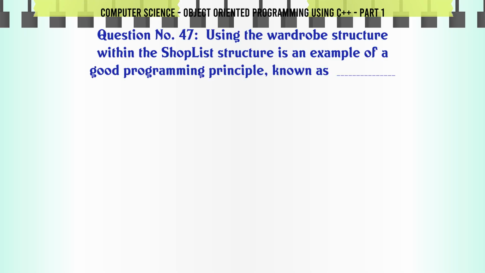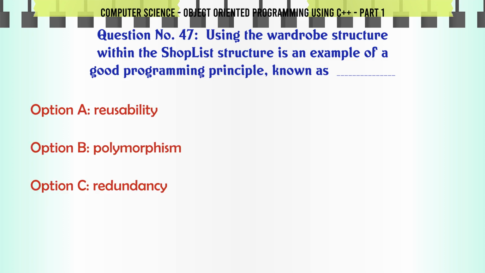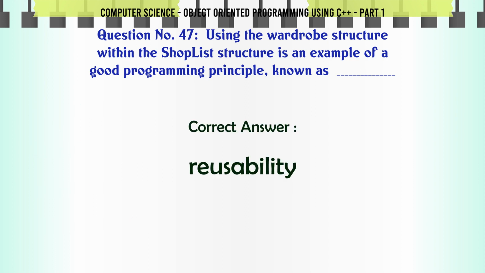Using the wardrobe structure within the ShopList structure is an example of a good programming principle known as blank. A. Reusability, B. Polymorphism, C. Redundancy, D. Recursion. The correct answer is reusability.